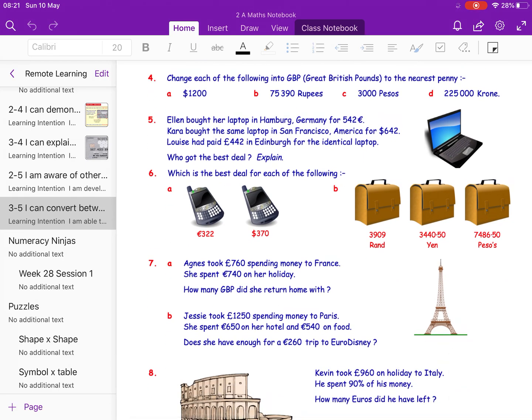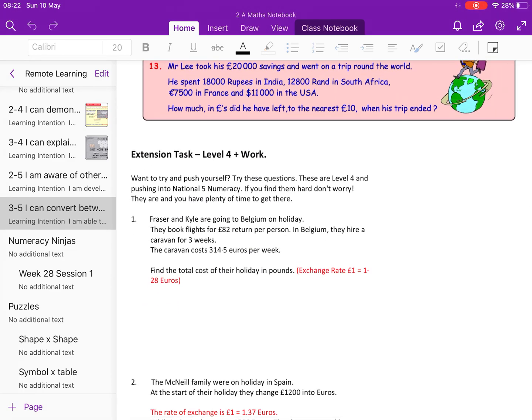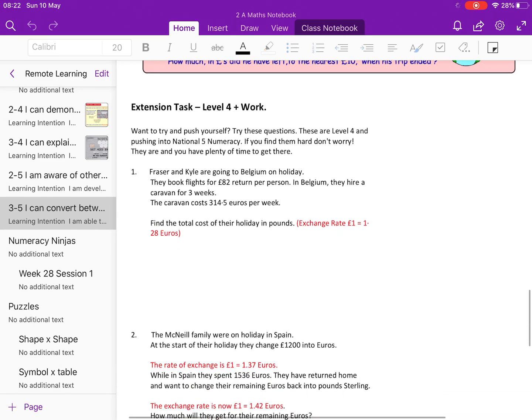So what we need to be able to do is change our money into the same denomination, meaning that both of them have to be in pounds or both of them have to be in euros or whatever currency it is, to be able to make a direct comparison. Okay, then I've put an extension task in. Now this is level 4 plus work.